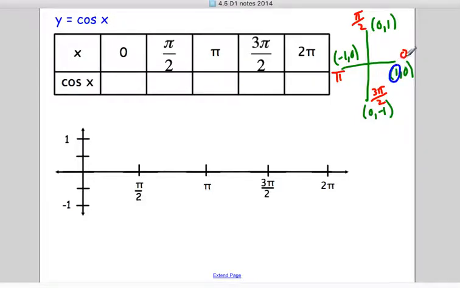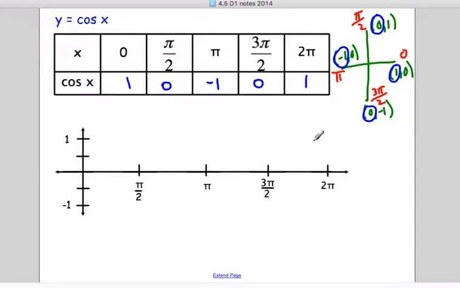So at 0 radians, the value of cosine is 1. At pi over 2, the value of cosine is 0. At pi, the value of cosine is negative 1. At 3 pi over 2, the value of cosine is 0. And back to 2 pi, the value of cosine is 1.